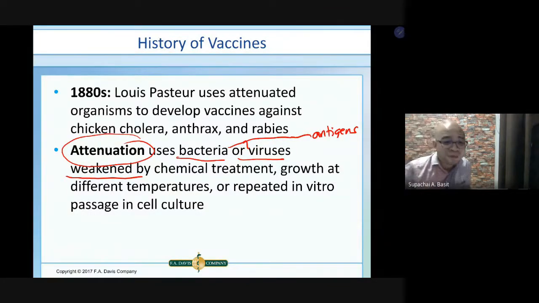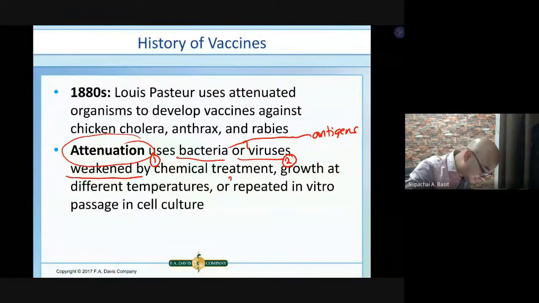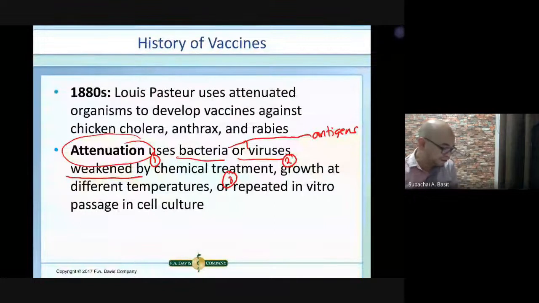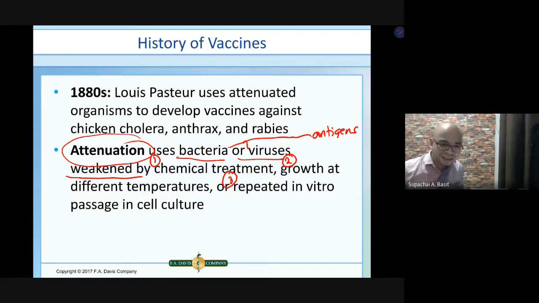Okay? How do we make the antigen weak? There are several processes of attenuation. For example, chemical treatment is one. Growth at different temperatures is another process of attenuation. And the third process is repeated in vitro passage in cell cultures. If you keep on doing it, the bacteria or viruses would become much weaker. Okay, so that is the process of attenuation.